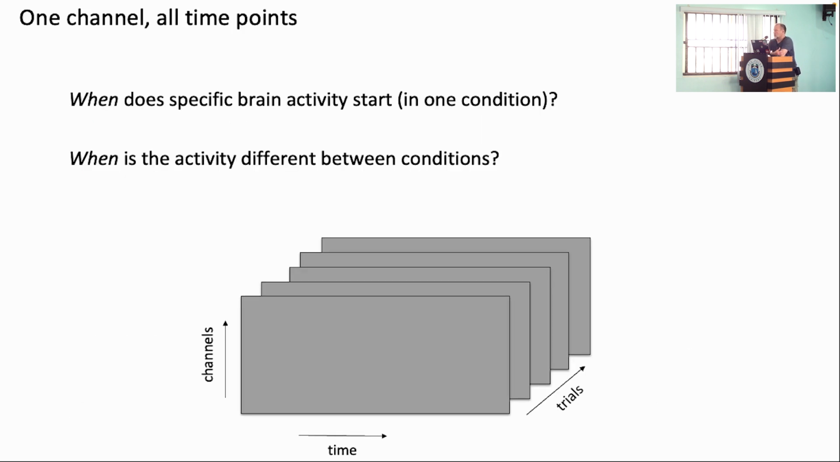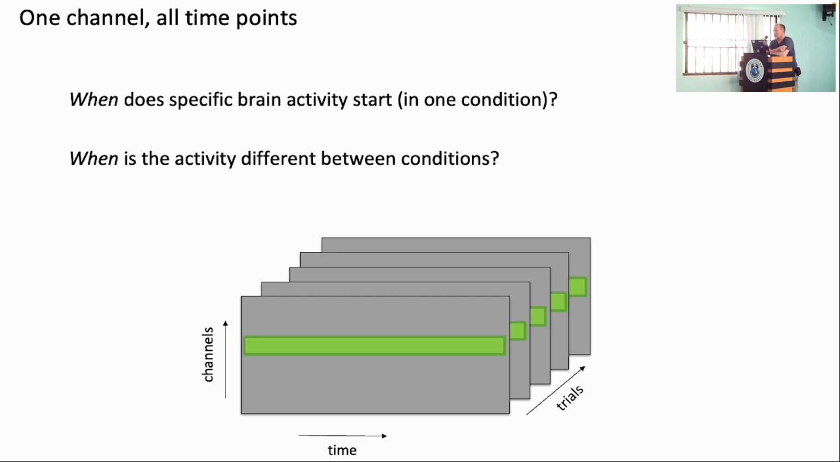I've also shown that when we pre-process the data, we cut it into small segments, and then when we compute the event-related potential, we average over all those segments to get the ERP. When we look at one of the channels over all the time points, we can see when specific brain activity starts. For example, if we have an N100 component, then around 100 milliseconds following stimulus presentation there is a negative deflection, and from that we can conclude that around 100 milliseconds after stimulus presentation, the visual cortex starts processing the visual input.